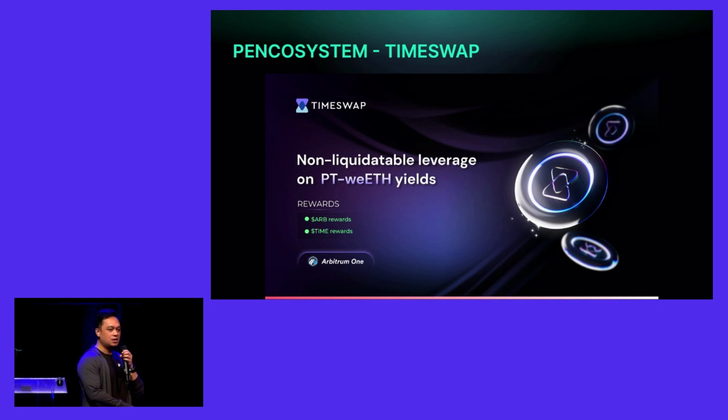TimeSwap is also another lending protocol, but this time it is a lending protocol that doesn't rely on oracles, and there is a fixed term attached to them. So basically, your positions are unliquidatable, but you can lend out your PTs, like the Pendle assets, and be able to earn those lending fees at a fixed term instead. You can also borrow against those PTs at a fixed term.